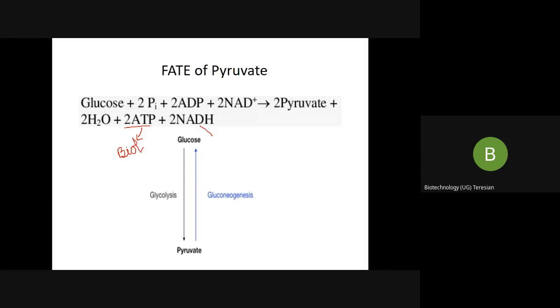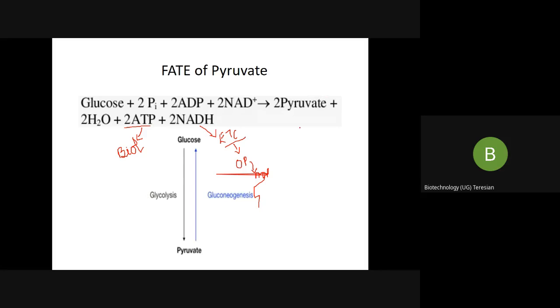Whereas your NADH enters into your ETC, that is your electron transport chain, and from there it enters into the oxidative phosphorylation reaction to produce again ATP. So a massive amount of ATP is produced in the ETC cycle.